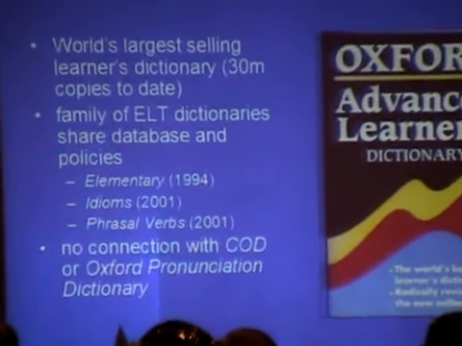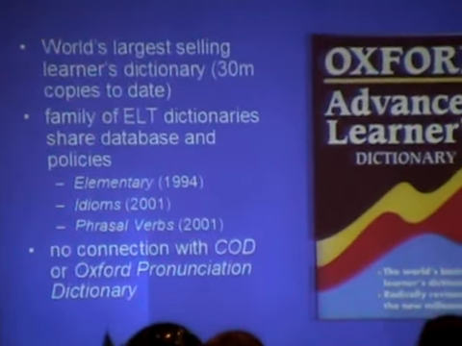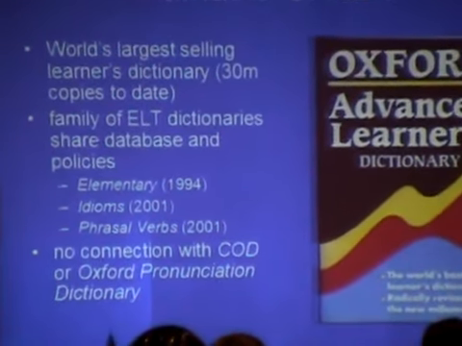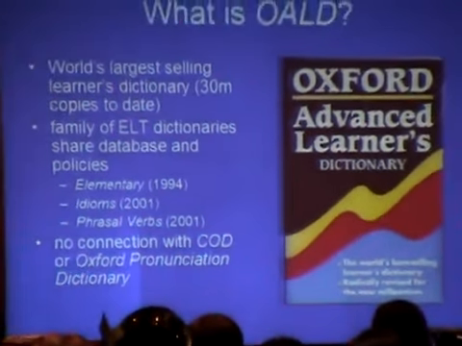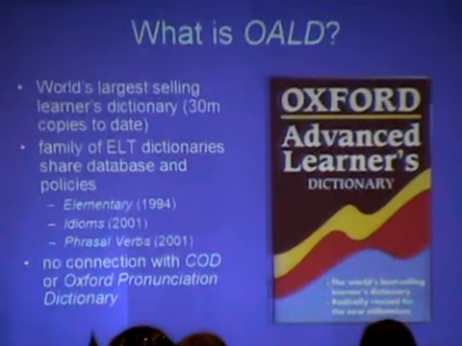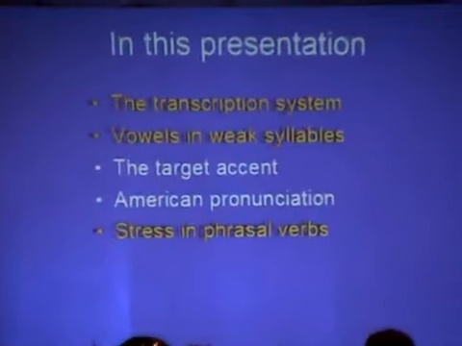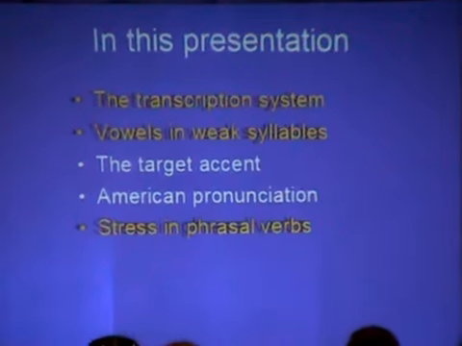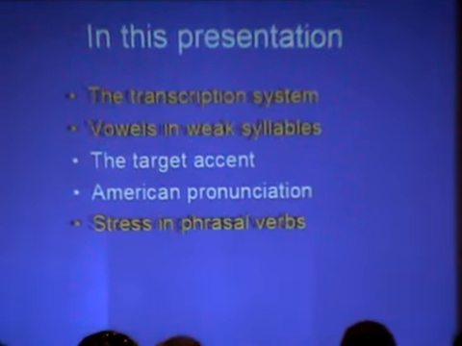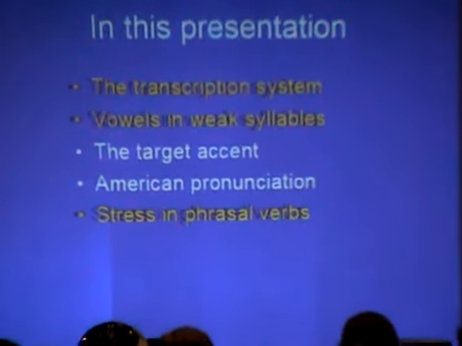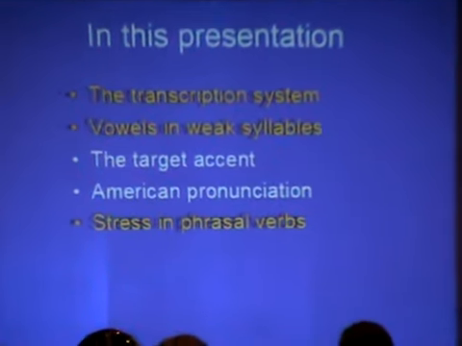Just to clear up any possible confusion, the ELT dictionaries have nothing to do with the so-called academic dictionaries from Oxford. There's no link with the Oxford English Dictionary, and I have nothing to do with the Concise Oxford Dictionary or with the recent Oxford Pronunciation Dictionary. The written version of this talk in the proceedings covers a number of topics that I can't deal with today, and in this presentation I intend only to look at the ones coloured yellow on the slide, though I could conceivably answer questions about the others if you wish.